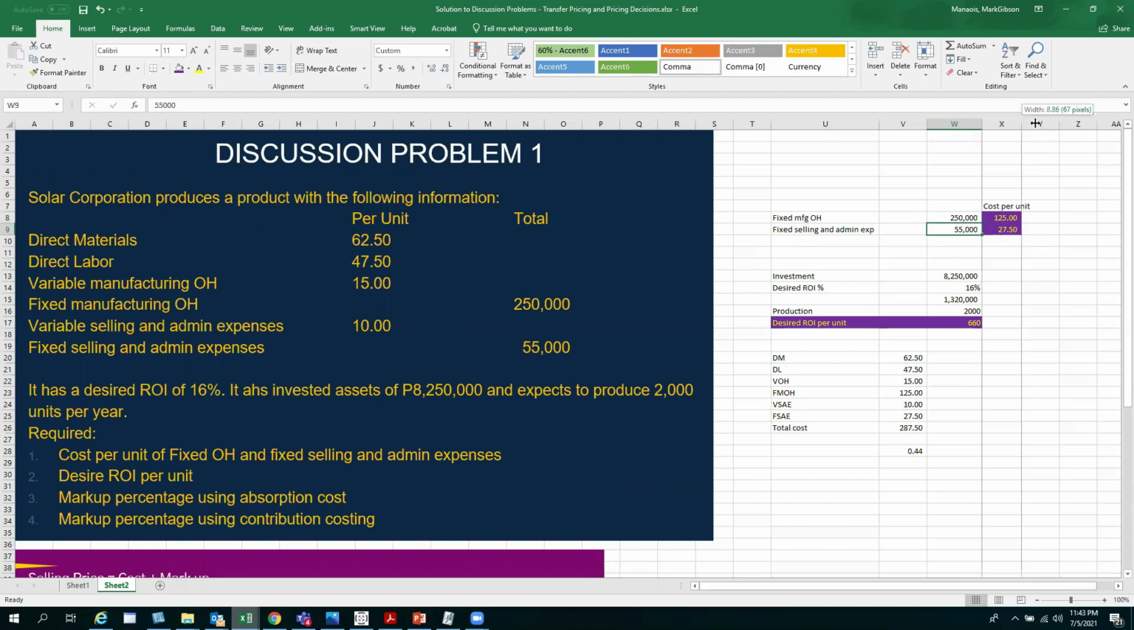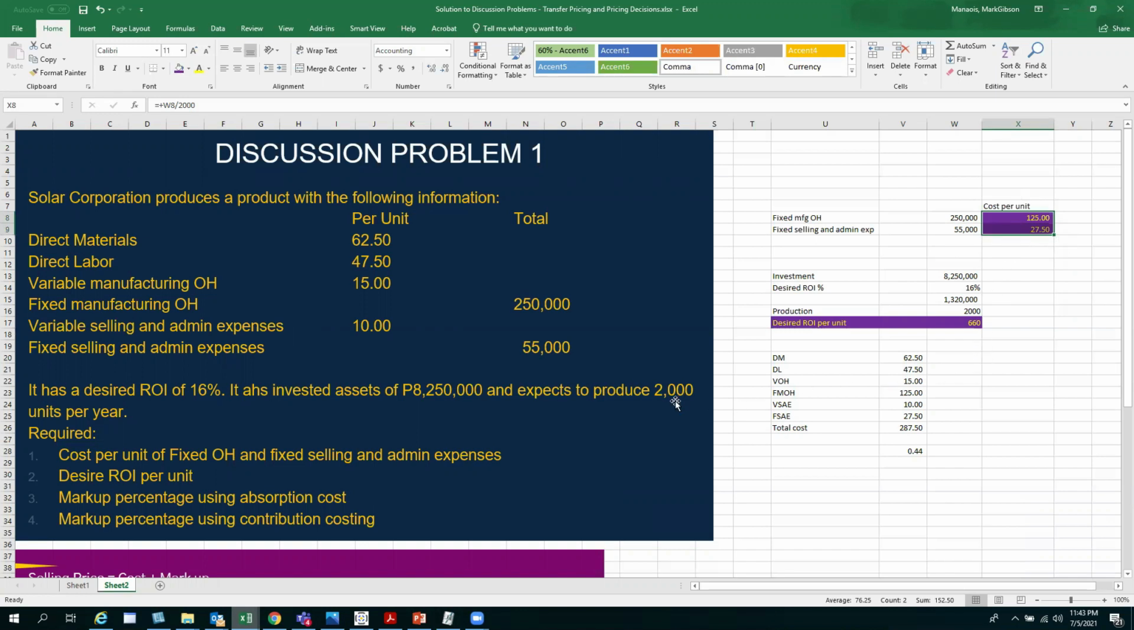So, ang nire-require lang sa atin sa number 1 is cost per unit. So, all we have to do is divide it by 2,000 units. So, 250,000 divided by 2,000 units. So, that's 125 pesos. And your fixed selling and admin expense naman, 55,000 divided by 2,000 units. So, that's 27.5. So, that's requirement number 1.